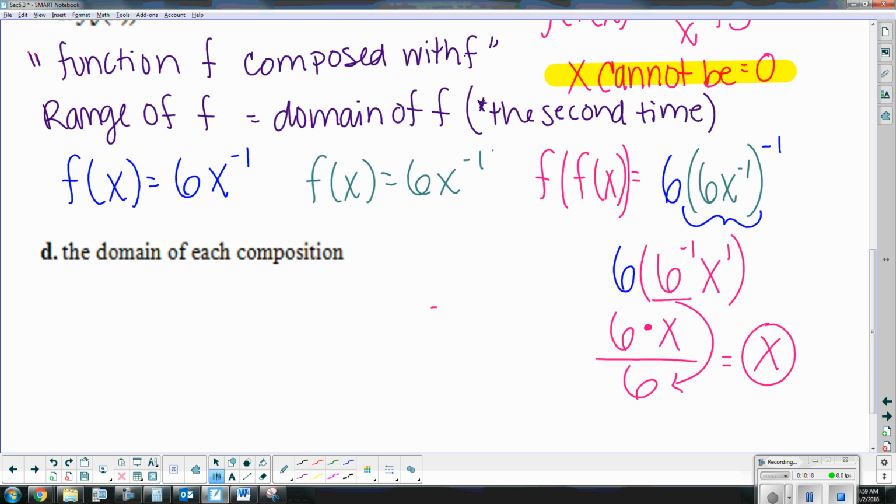So now let's think of the domain that we can have for the composition of f of x. The result of that function is just x. Therefore, in order for x to be a real number, the domain is all real numbers.